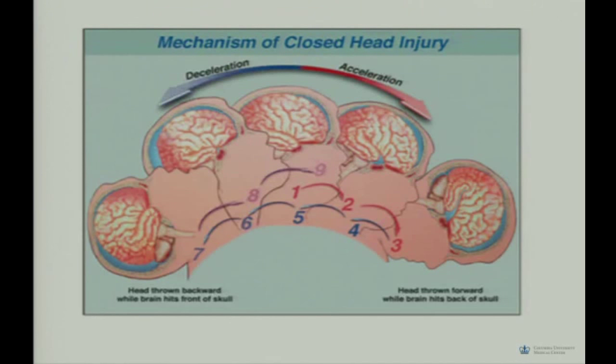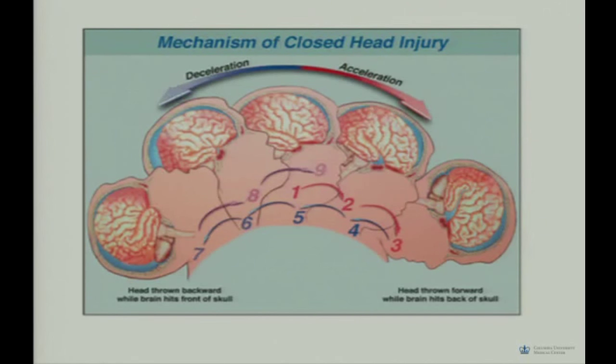And if you look at the acceleration phase, you notice that your skull is going in one direction and your brain is actually going in the other direction, because your brain is suspended in your cranium. It's attached at the top and it's suspended. So as your head moves forward, your brain actually goes back. And when your head goes back, your brain goes forward.